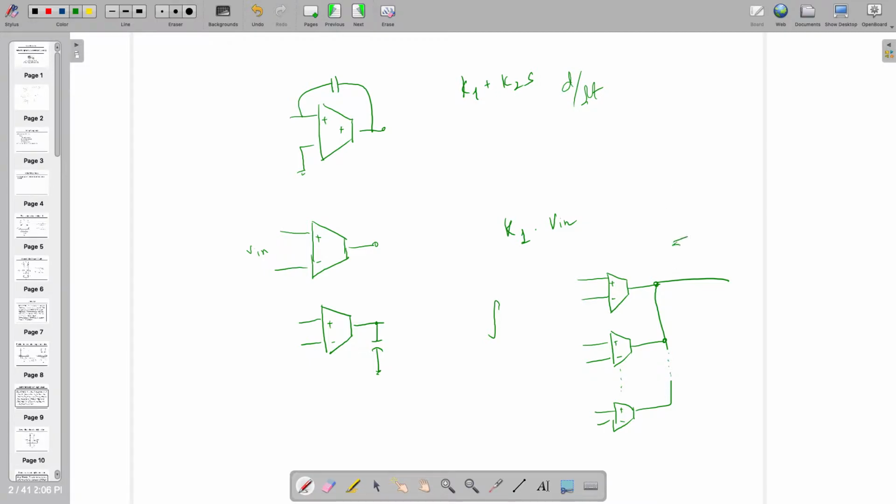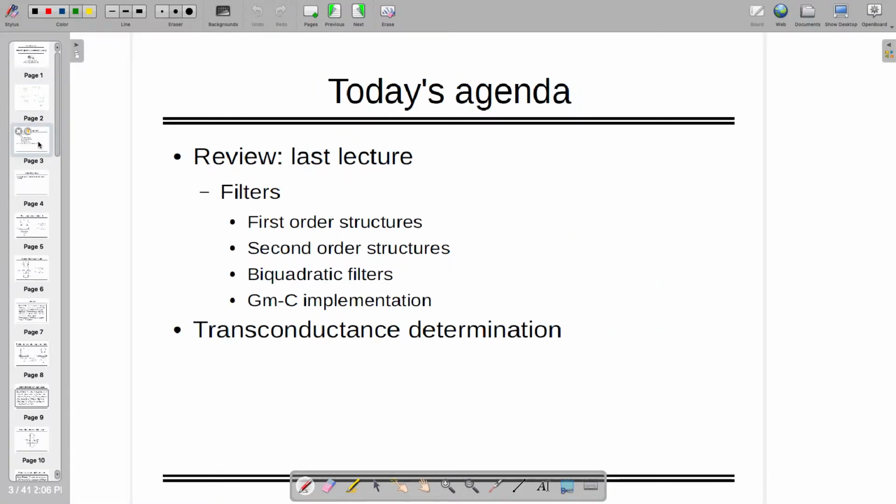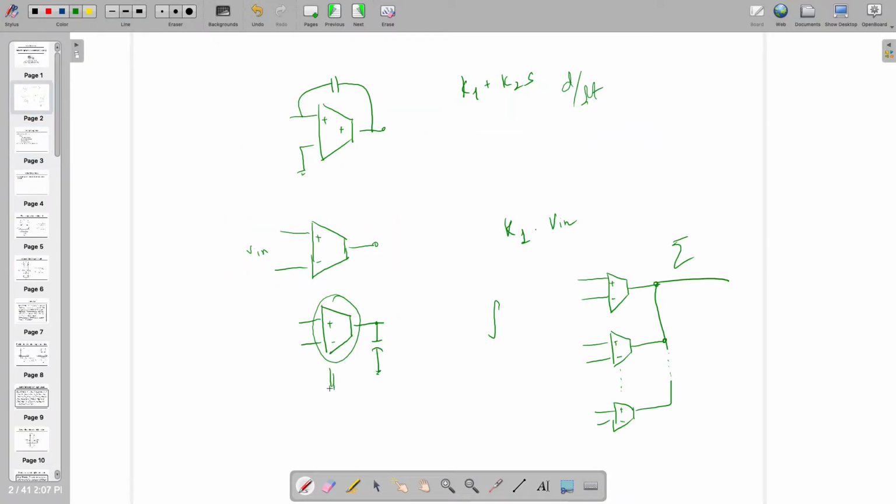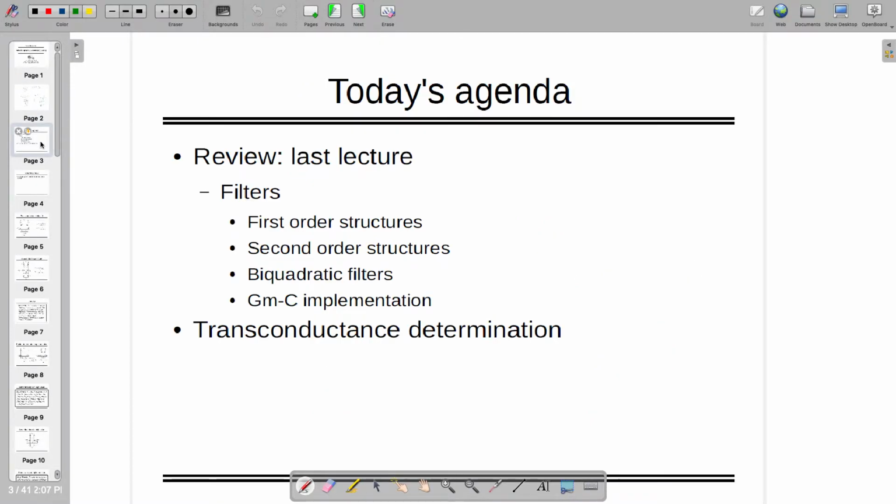So we learn all these things, and using these things we have drawn the whole circuit. But the most important part was how to actually make those GMs, because in this box it's equal to GM, where GM is nothing but I out divided by V in. So I want to implement that. Previously we studied some of the structures which are first order, second order, biquadratic and GM's implementation. However, the transconductance determination is very important thing. This has not been done till now.